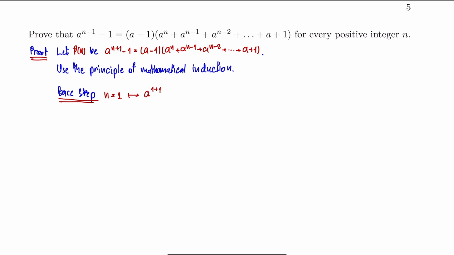1 plus 1 minus 1. We start from the left side of the equation. So we're going to have a squared minus 1, which is a minus 1 times a plus 1. Okay, we have a plus 1 right here. Now what about this a plus 1? This a plus 1 is from this one right here.